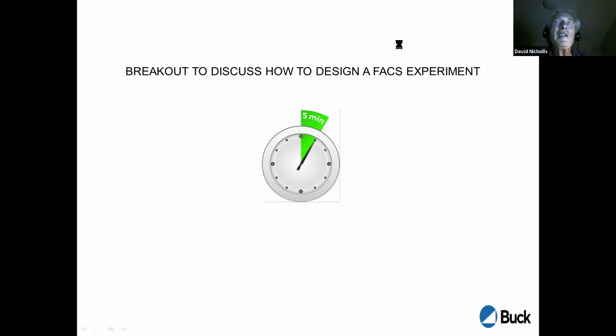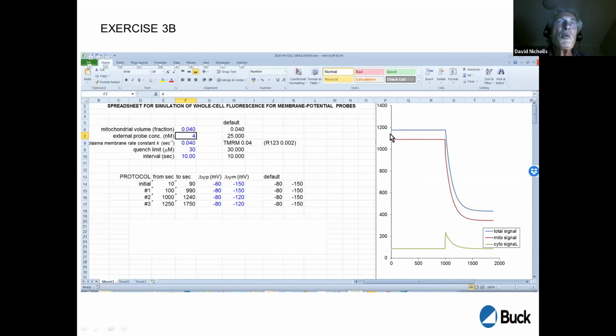I can do it here. There's no point in going out. This is what would happen if we kept the same experiment, 120 millivolts, that drop in potential. We've now gone from quench mode, which was 25 nanomolar TMRM, to 4 nanomolar TMRM. And this is what we are getting. We're getting a permanent change in whole cell fluorescence.